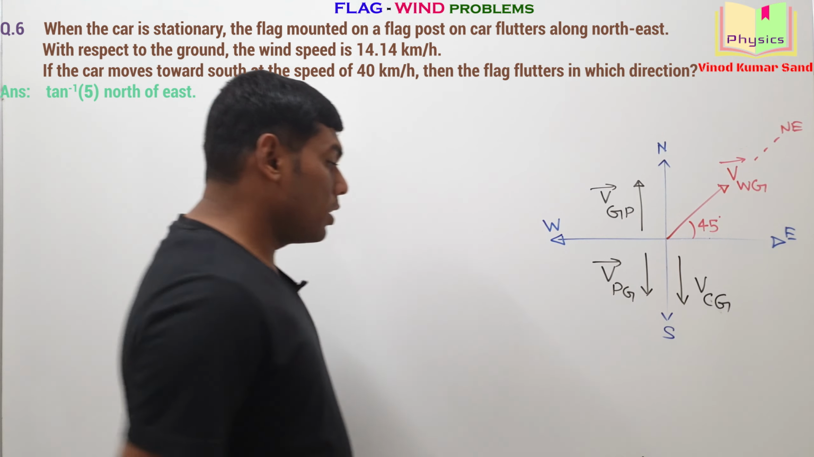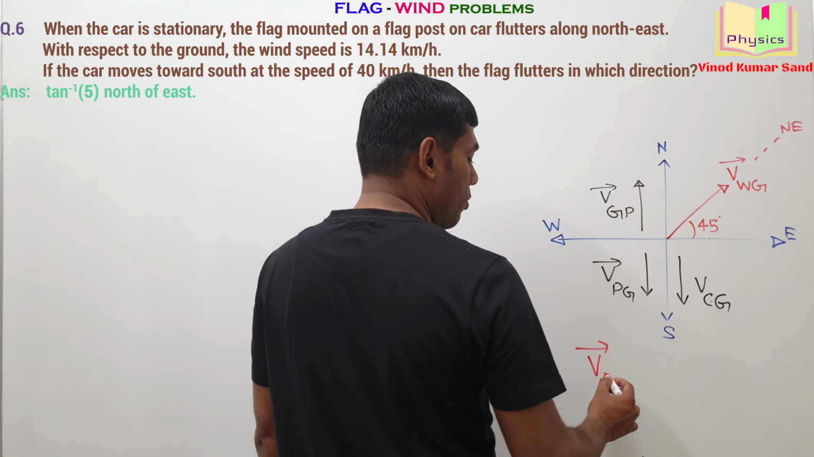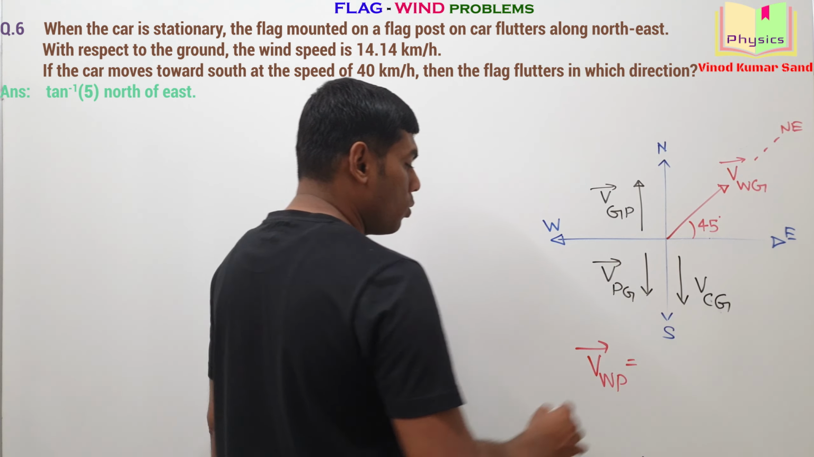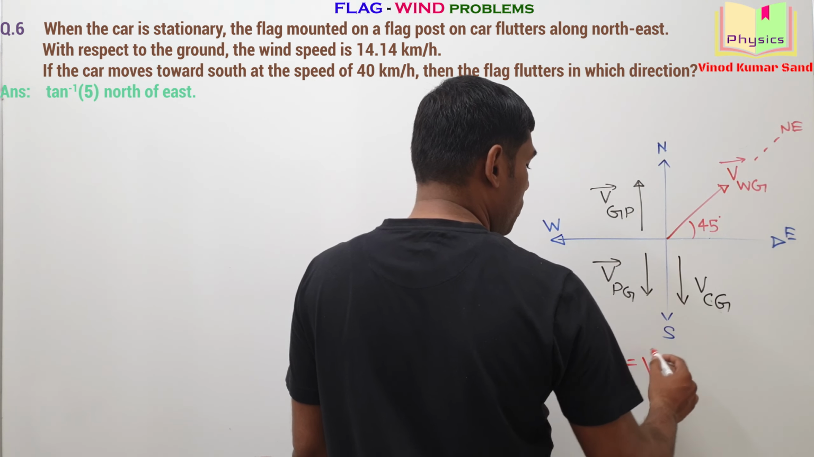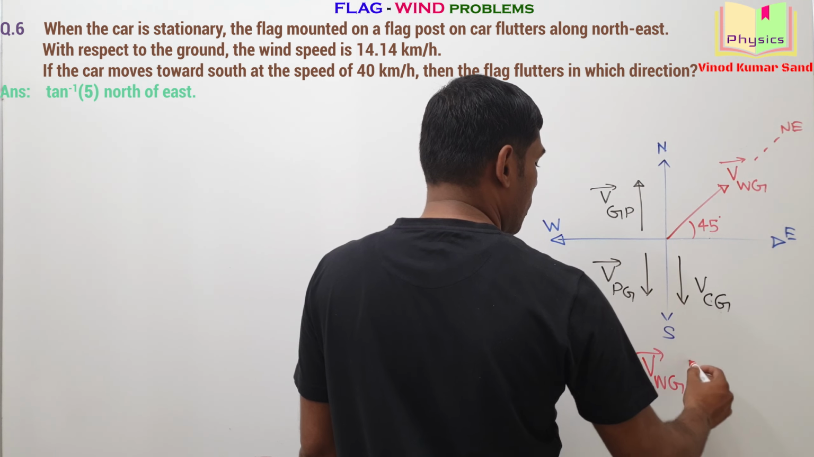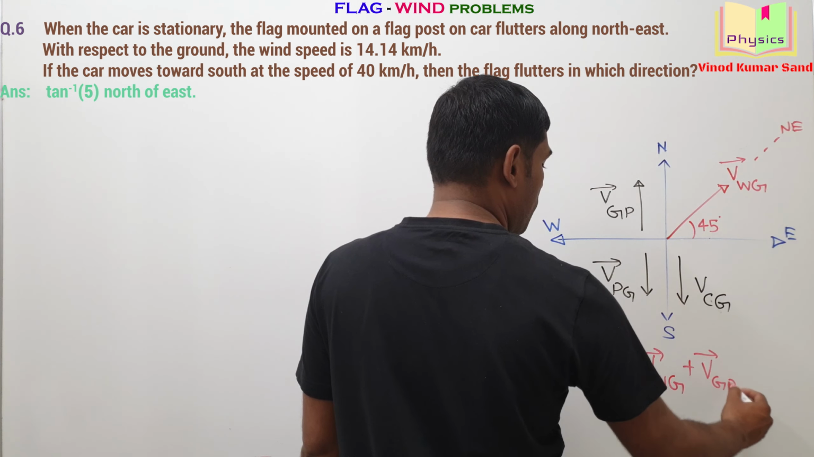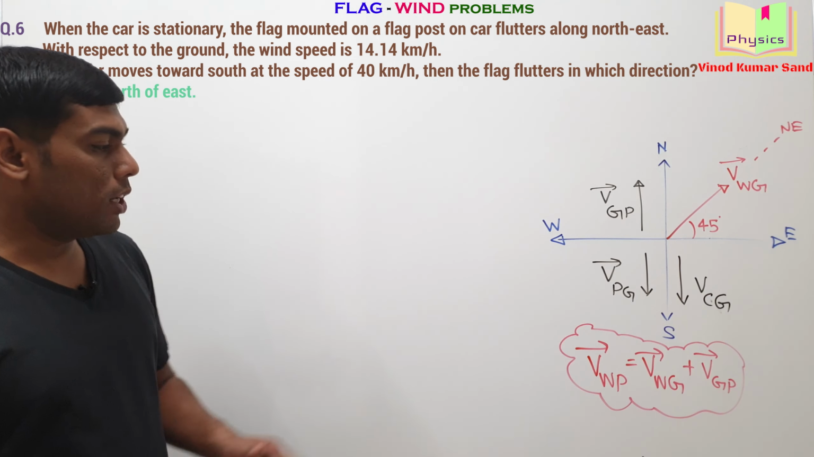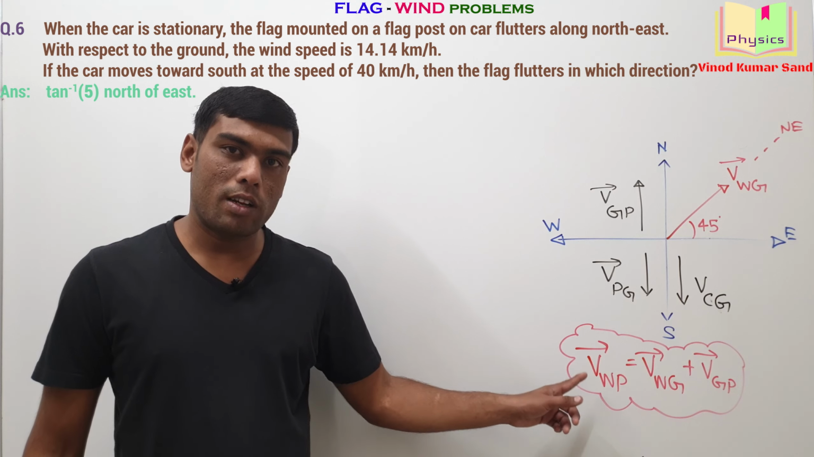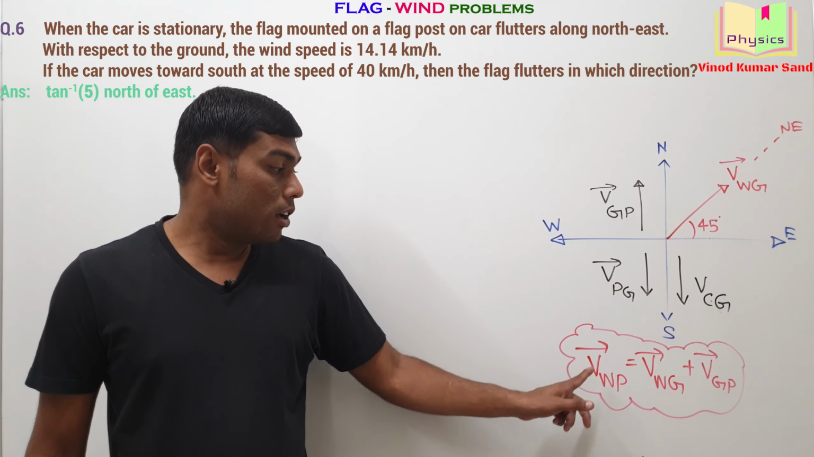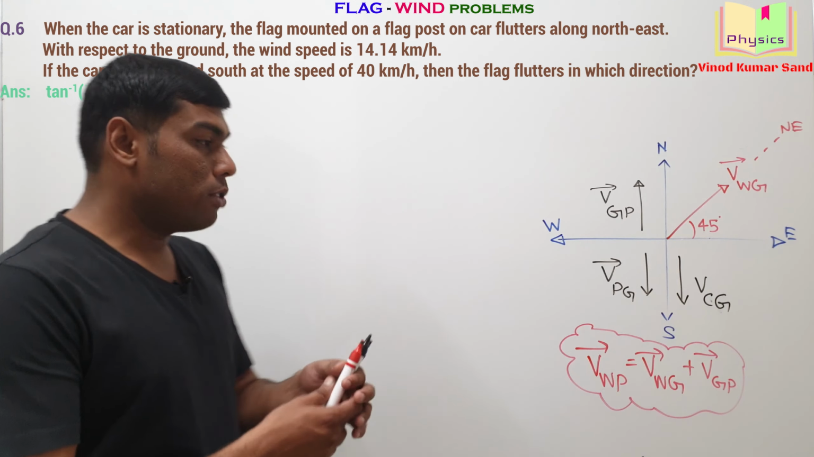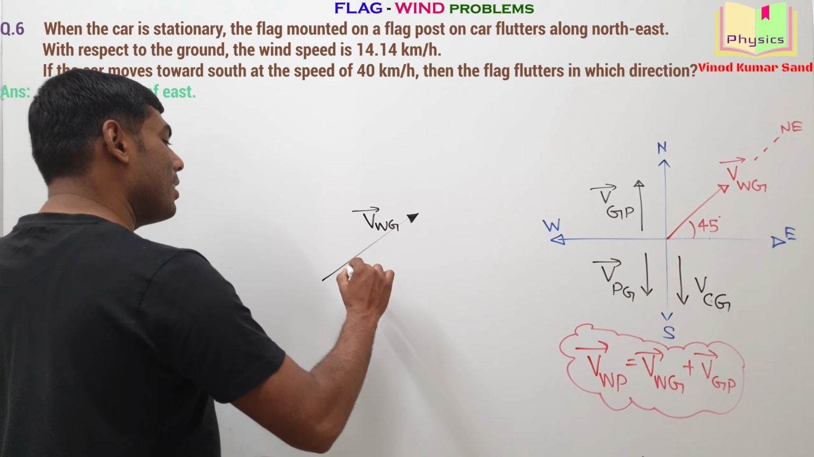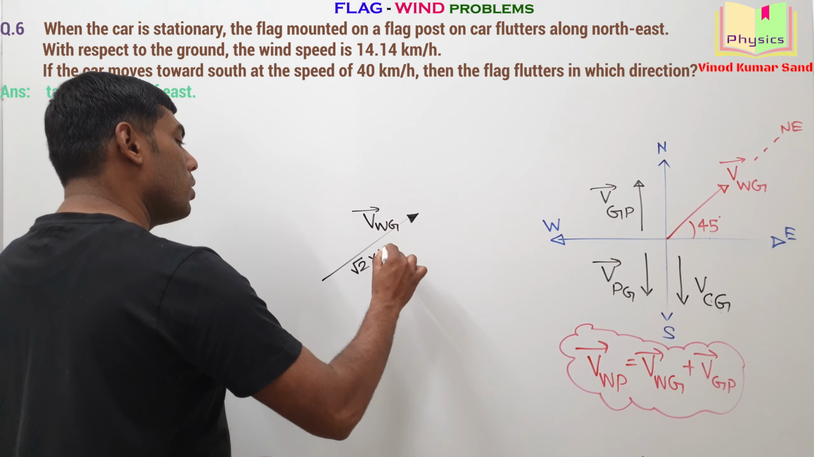To solve the question, we require the velocity of the wind with respect to pole in the second case. So this will be VWG plus VGP. Now we need to draw a vector diagram using the triangle law of vector addition. For that, I am taking the VWG vector here, and its length is given to us. Its length is root 2 into 10.